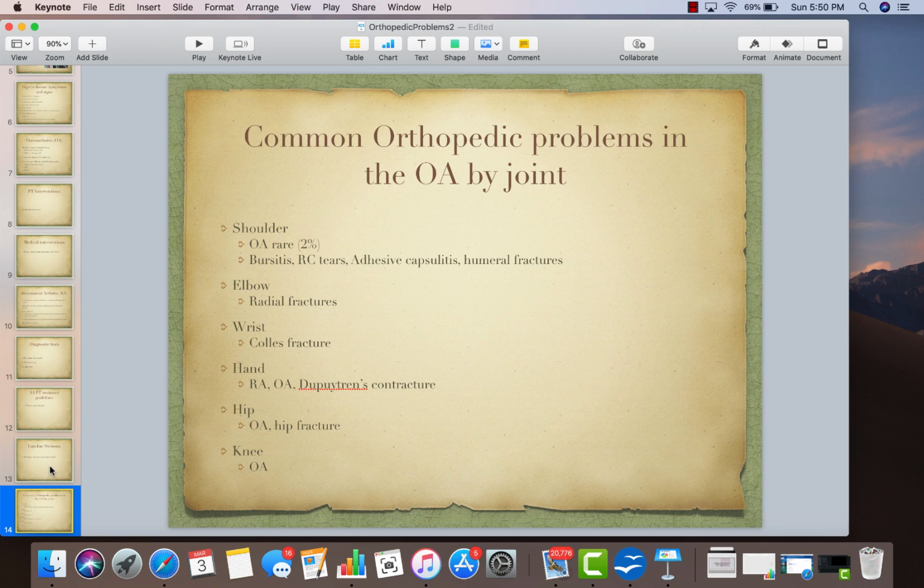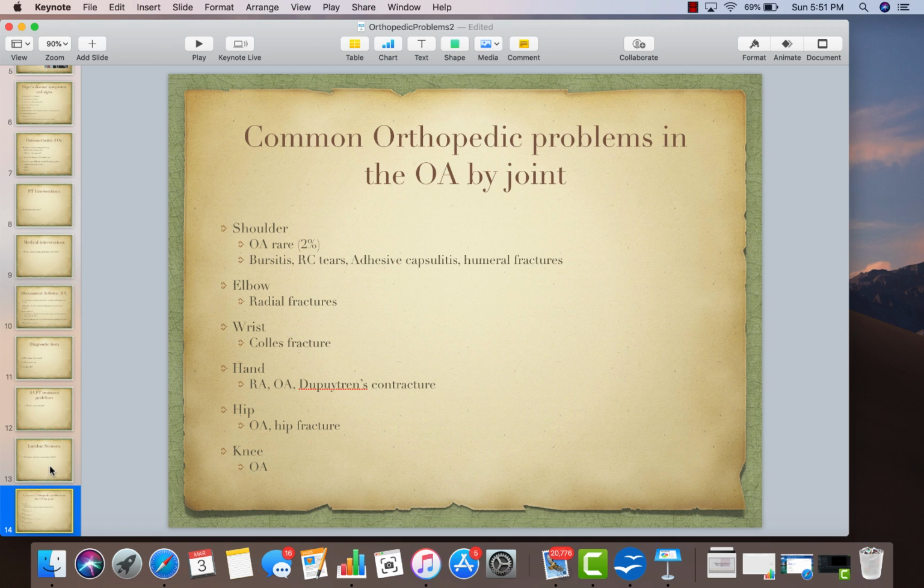Common orthopedic problems in osteoarthritis by joint. So let's look at joint problems. In the shoulder, osteoarthritis is actually pretty rare. It's more common to see bursitis, rotator cuff tears, adhesive capsulitis, or humeral fractures from falls. Elbow, radial fractures, and that would be a fall. Wrist, Colles fracture from a fall. In the hand, RA, like I mentioned, causes a lot of deformities.